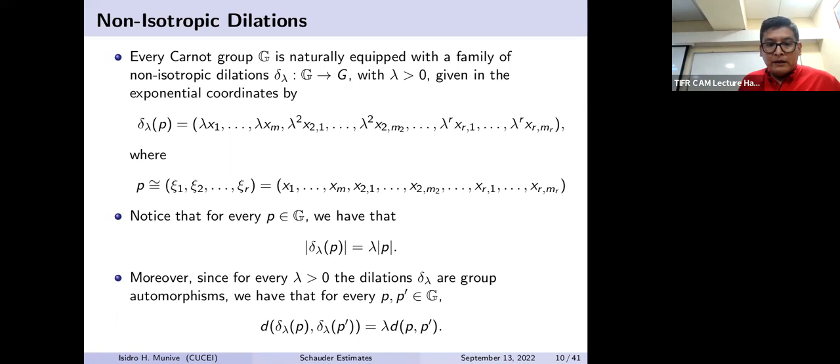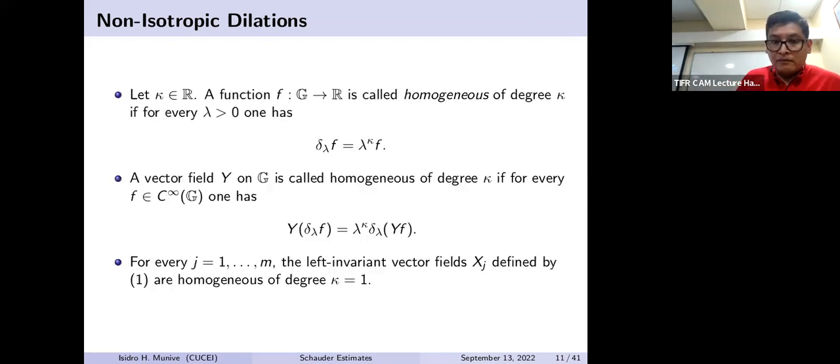Okay. And so this distance is homogeneous of degree 1. So the distance is also homogeneous of degree 1, okay? And also, what is a function of homogeneous degree? Well, delta lambda of f is just lambda to the power k of f, okay? And also we have what is a homogeneous vector field, which is given by this. And one can check that these X_j's are vector fields of homogeneous degree 1, okay?